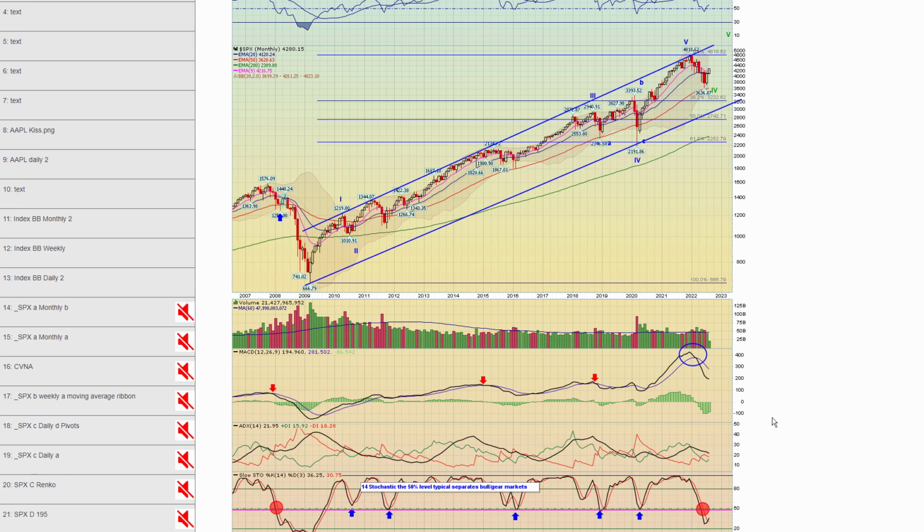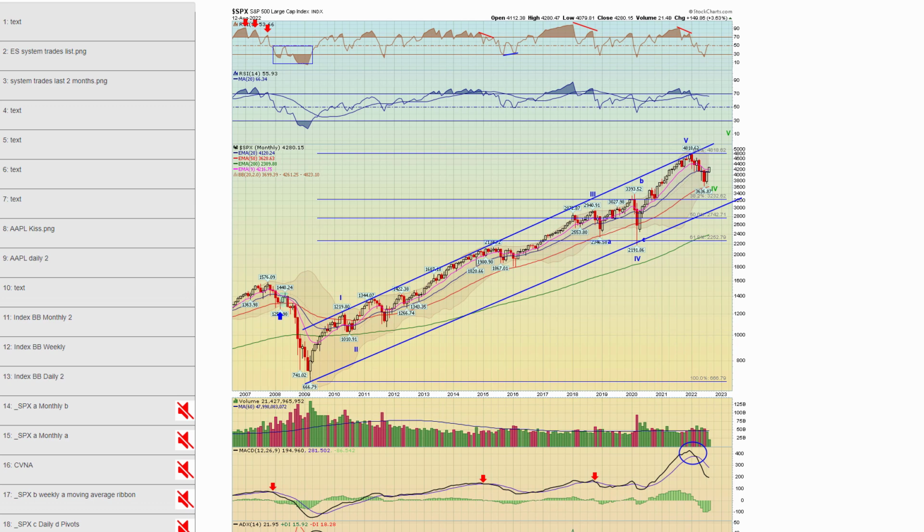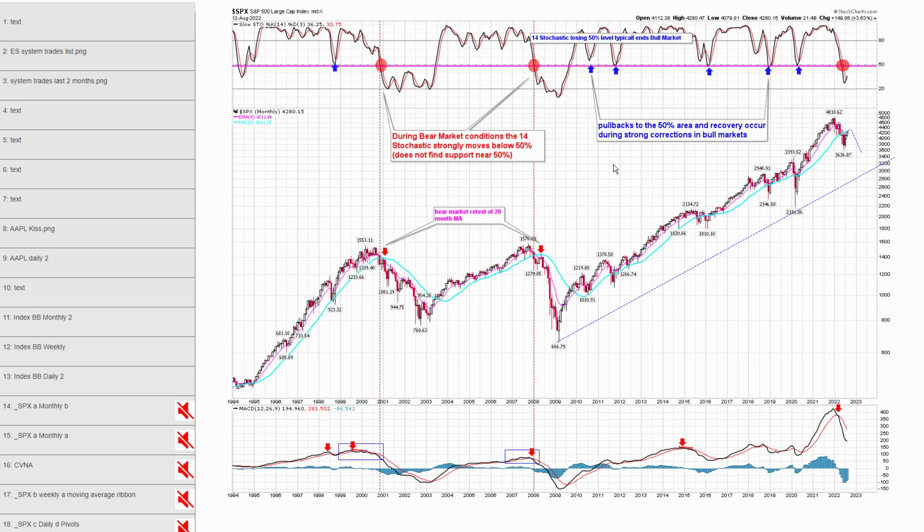Let's see what else we got here. Next, chart number 15, here's another monthly view of the S&P, and I've been showing this. One thing that's been arguing in support of a bear market is this 14 stochastic, when it really falls below the 50% area. That occurred back in 2000, back in early 2008, and of course this year. All right, it's obviously curled up a little bit here with the rally, but hasn't moved that much.